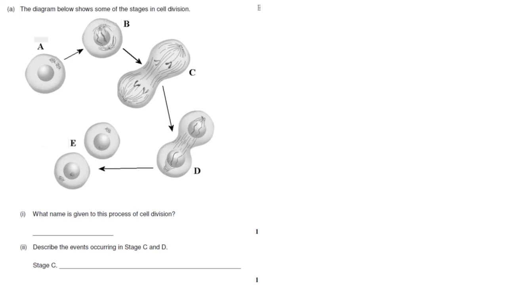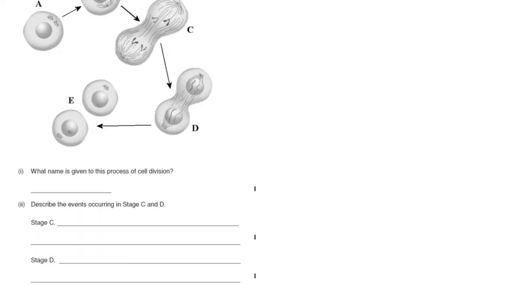So this was us on to question 4 now. Okay, so question 4, it says the diagram below shows some stages in cell division. Okay, we've got our wee pictures, and the first question is, what name is given to this process of cell division? Mitosis. Now the next question is asking us to state what's happening in stage D and C.